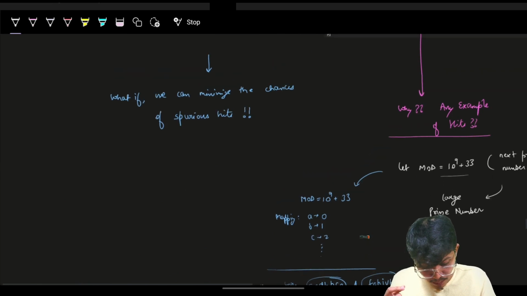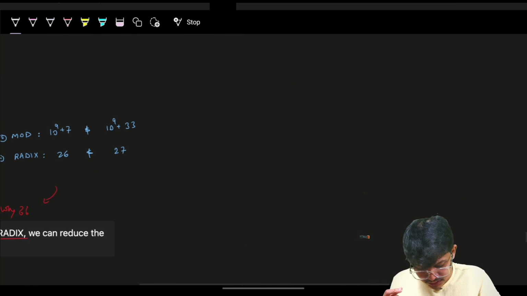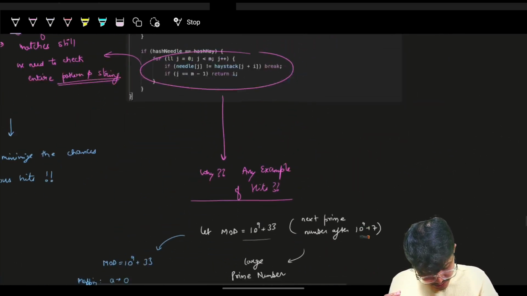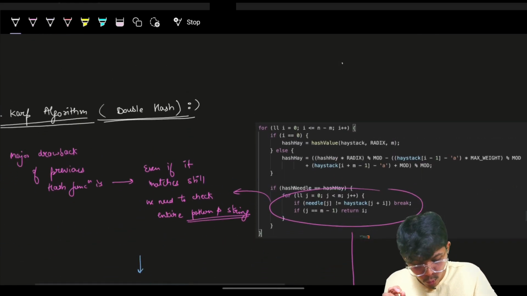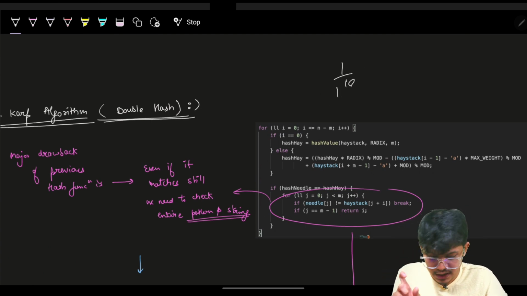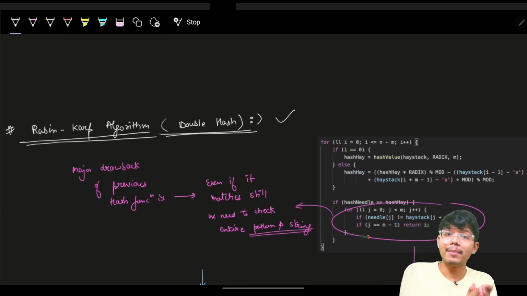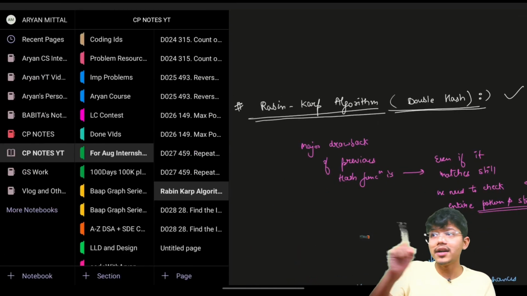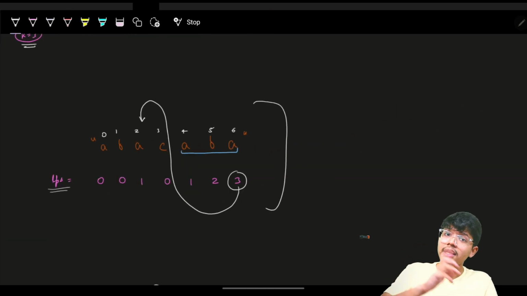Because of the probability. It has the least probability, which is 1 over 10 raised to 10. This is the probability of a collision, which is negligible. But in a single hash, there is a higher probability of collision. So that's the reason this is the most optimal Rabin Karp approach, which you should take. But people still don't teach it. Yet we will see this in our 100 days 100K placement challenge.